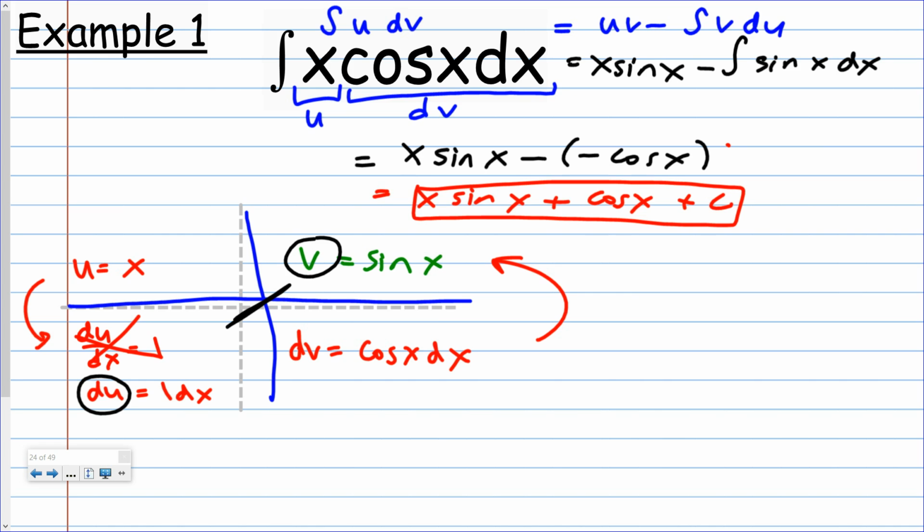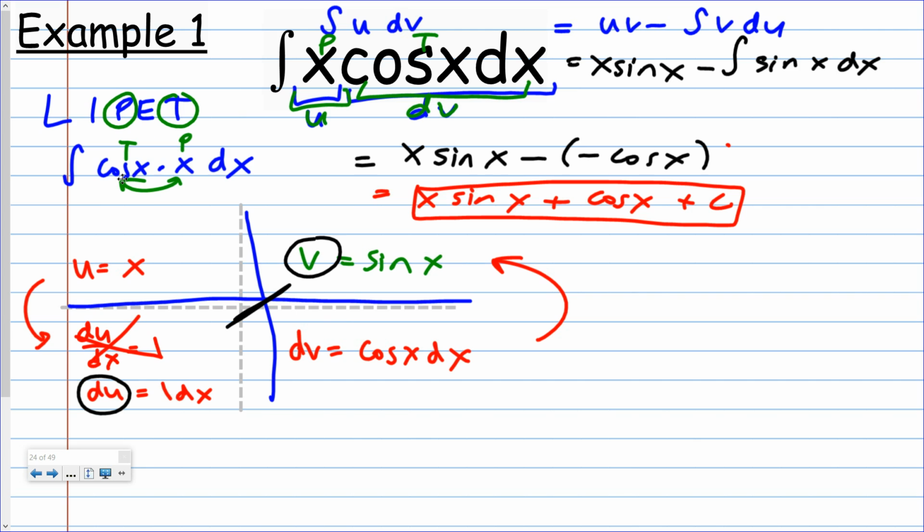Now, where did the LIPET come in? L-I-P-E-T. Do you agree that this could have been written as the integral of cosine x times x dx, right? And then I would have made my u and my dv something different. So the LIPET helps you determine what's your u and what's your dv. The x is actually a polynomial. The cosine x is actually a trig function. So this is your p and this is your t. So whatever order this is, that's your u and that's your dv. So had you had it in this order, this would have been your t and this would have been your p. So you need to switch it before you get started.